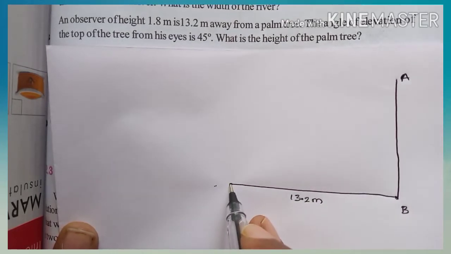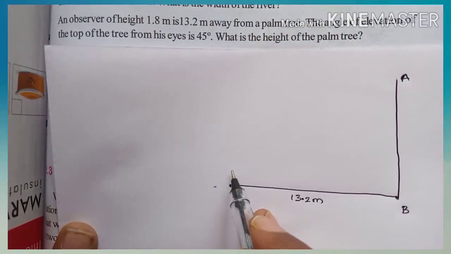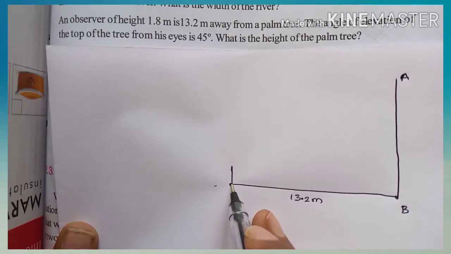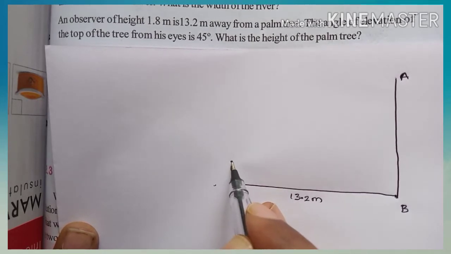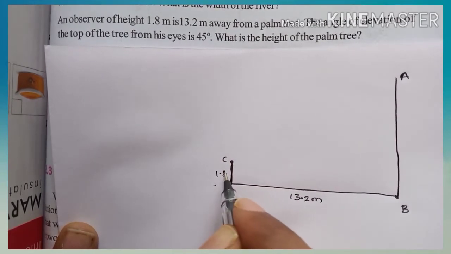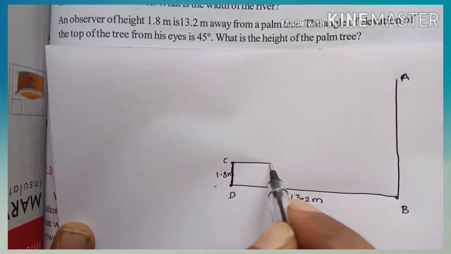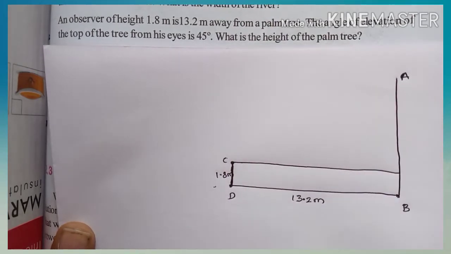Here is an observer, and here the height of the observer is given as 1.8 meters. So here you have to consider a candidate or observer called AB completed here, CD. Its height is equal to 1.8 meters. So we have to draw one horizontal line through the observer height.